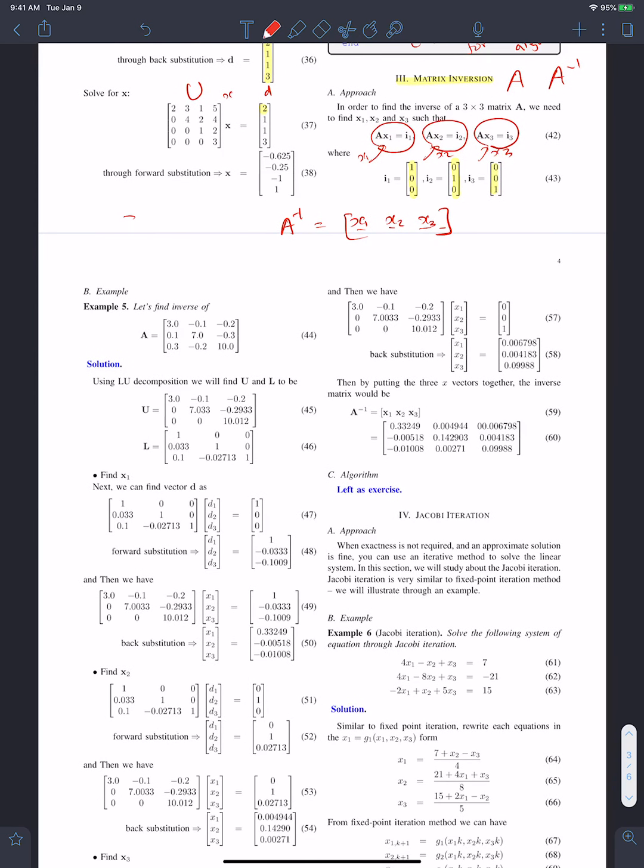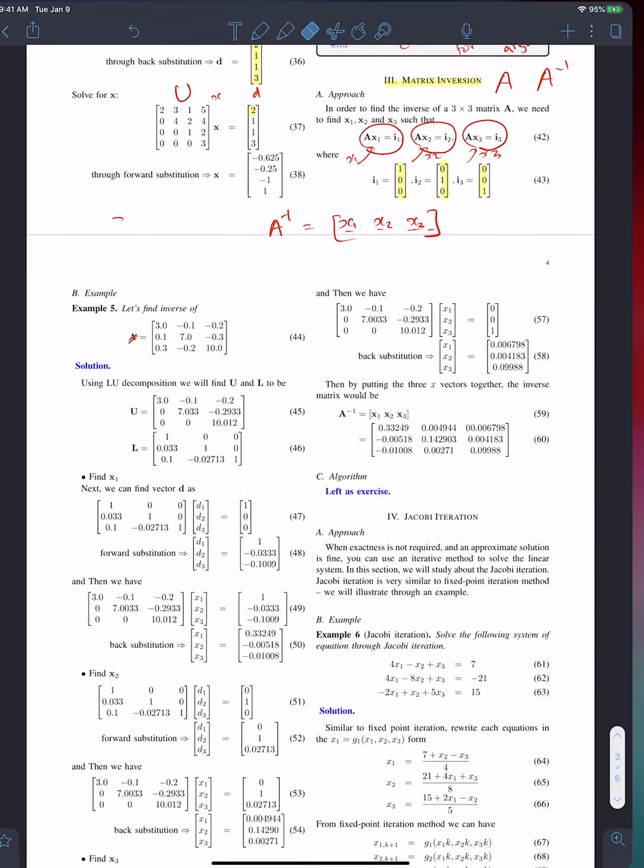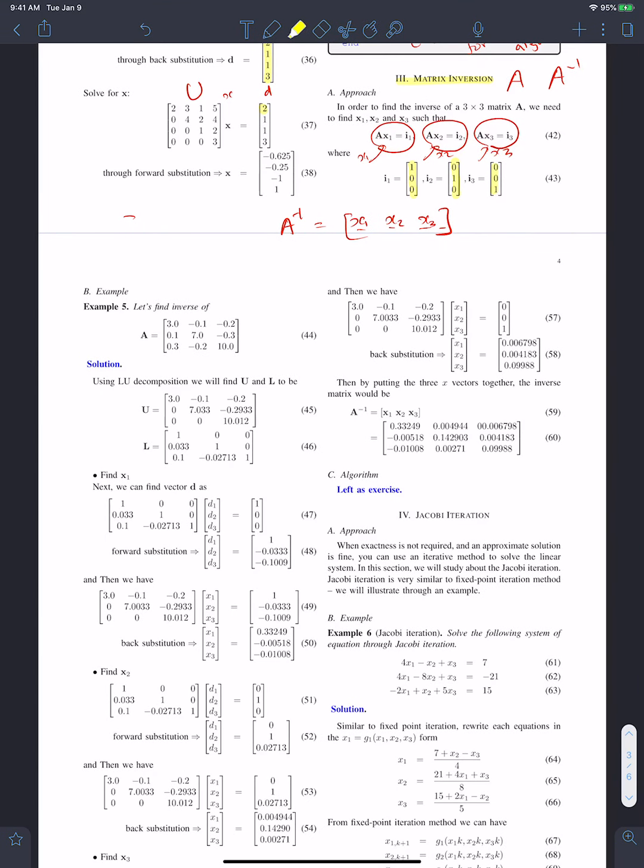A is here, and I skip the steps for LU decomposition, but you can do LU decomposition on A, and you can check. It's a good way to do it by yourself and check the values. So you will get the values shown here, U and L.